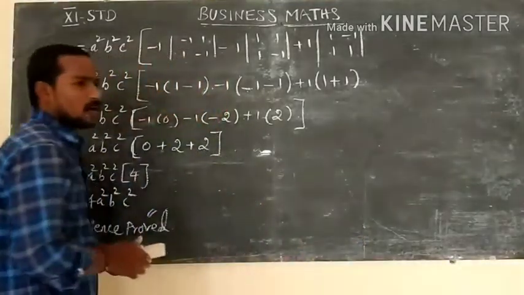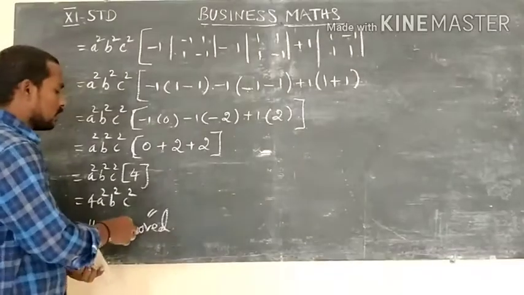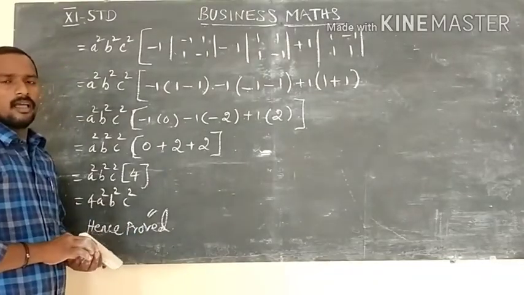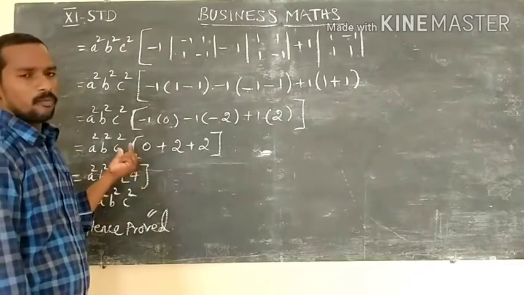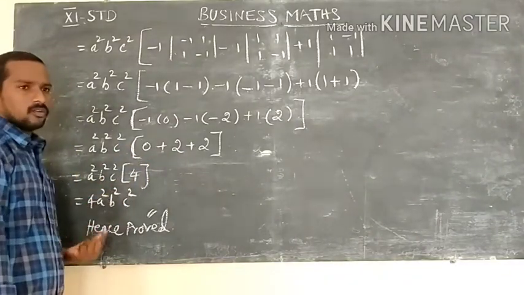If we use the properties, we can easily find out the value. Otherwise, it becomes difficult. So avoid the difficulty and use the properties to solve the question.